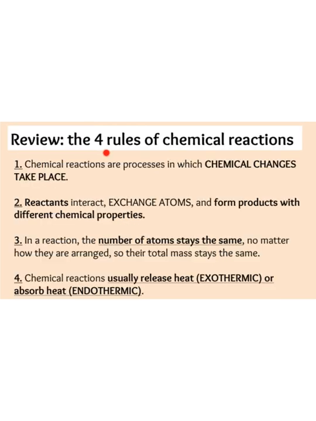Let's review the 4 rules of chemical reactions. Chemical reactions are processes in which chemical changes take place. Reactants interact, they exchange atoms and form new products with different chemical properties. As an example, hydrogen gas will react with oxygen gas to form water. Water has new properties different than the properties of the individual elements.